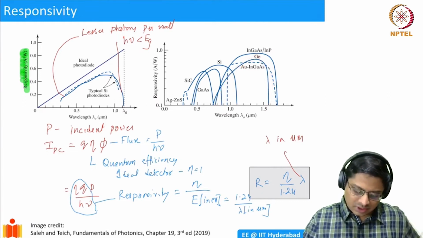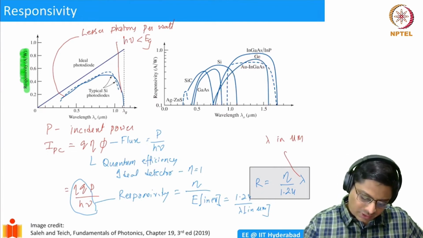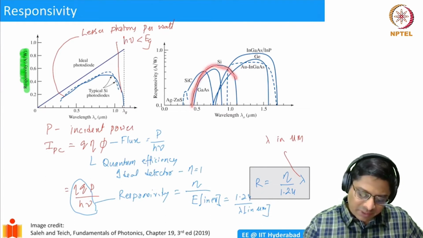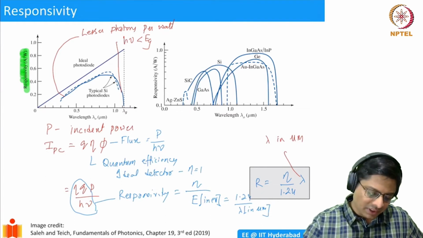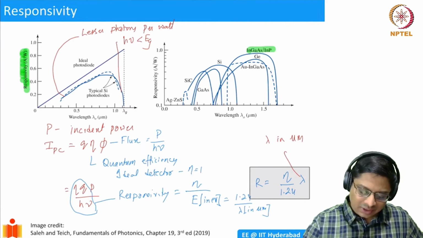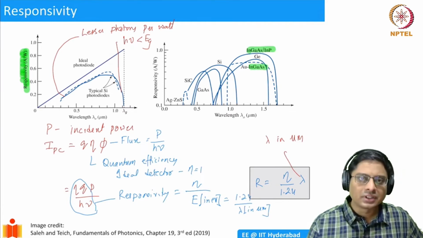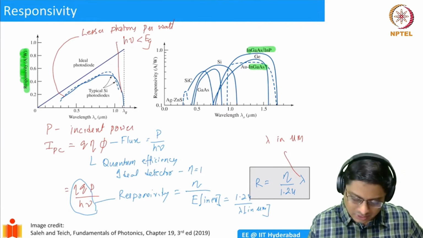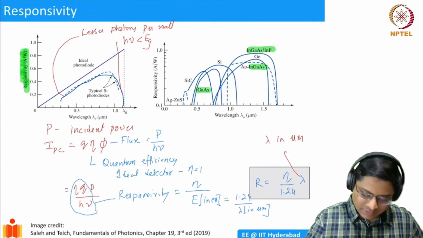And silicon has this responsivity, and various materials. You see that there are a couple of other materials here. We will talk about it in the next week. These are basically 3,5 materials. Okay, other 3,5 materials, we'll talk about it. So gallium arsenide, indium arsenide, and so on.